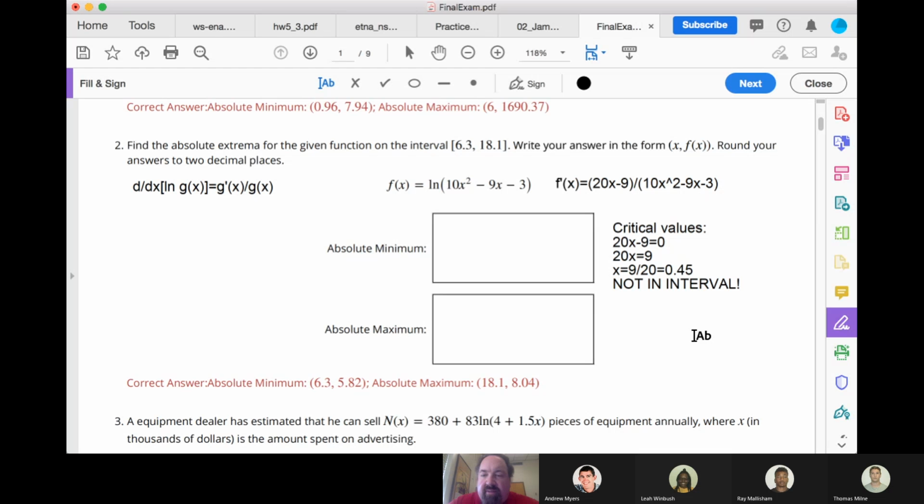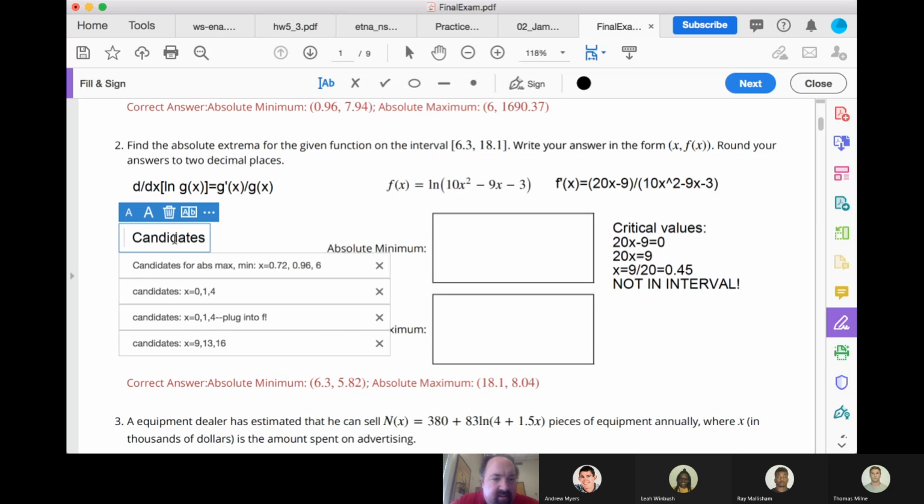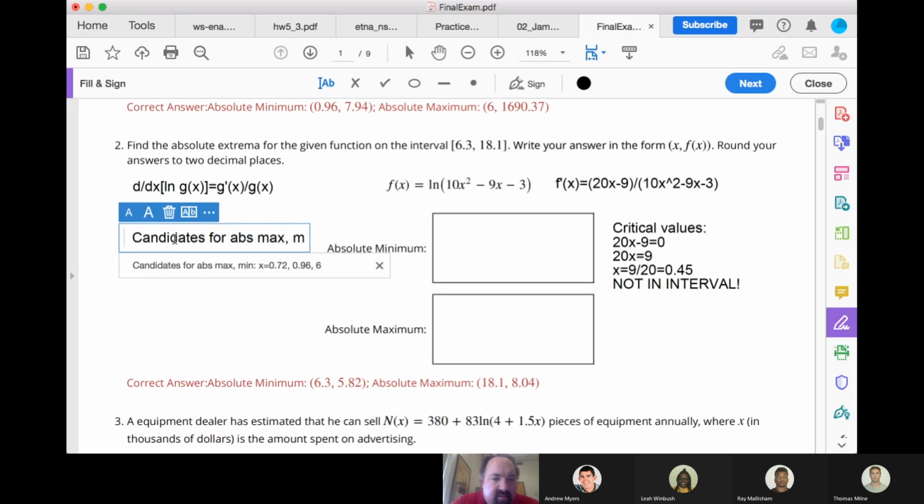Okay. So always check that before you actually consider it for absolute max or min. So the candidates are only the endpoints. So you would just substitute these into the function, and since you only have those two values, one of them is going to be the max and one of them is going to be the min. And we can see here that when you substitute these into the function, 6.3 turns out to be where the min is, 18.1 is where the max is.